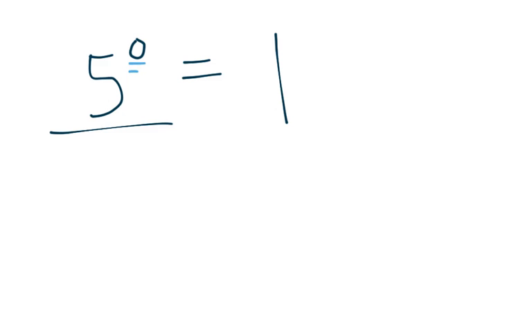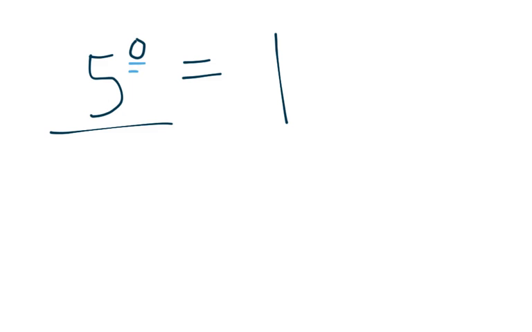Section 7-1, 0 as an exponent and negative exponents. Whenever you have a number that has 0 as an exponent, so remember exponents are the little tiny numbers up in the corner, anytime that number is a 0, the answer is always going to be 1. It doesn't matter how big the first number is or how small it is, it's always going to be 1.